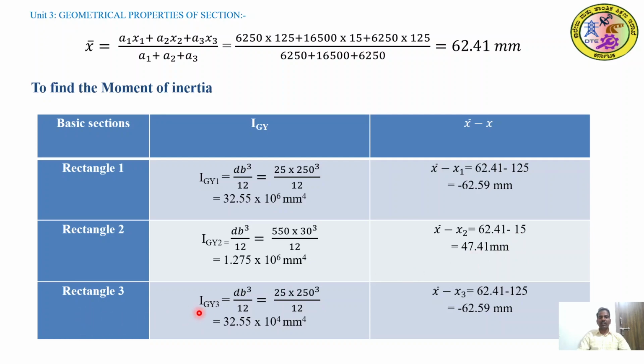In rectangle 3, the moment of inertia of the third rectangle with respect to the y axis is db cube by 12, which is 25 into 250 cube divided by 12. Therefore, 32.55 into 10 power 6 millimeter power 4 is the value. The centroidal distance of the third section with respect to the whole section is 62.41 minus 125, that is equal to minus 62.59. This negative indicates the centroidal distance which is behind the center of gravity of the whole section.